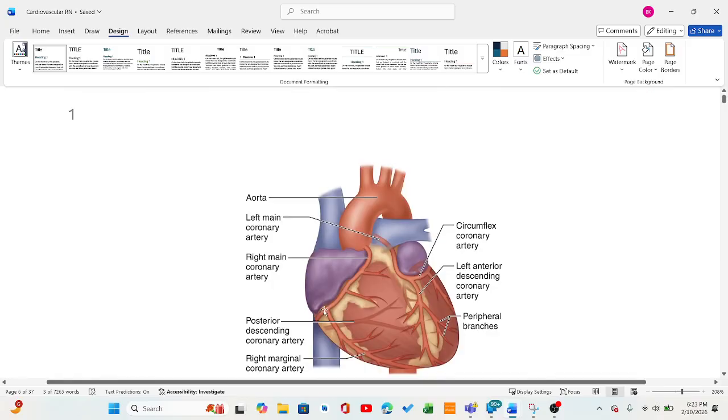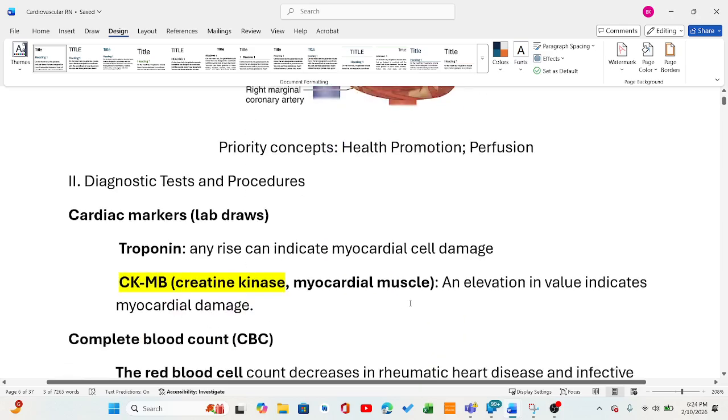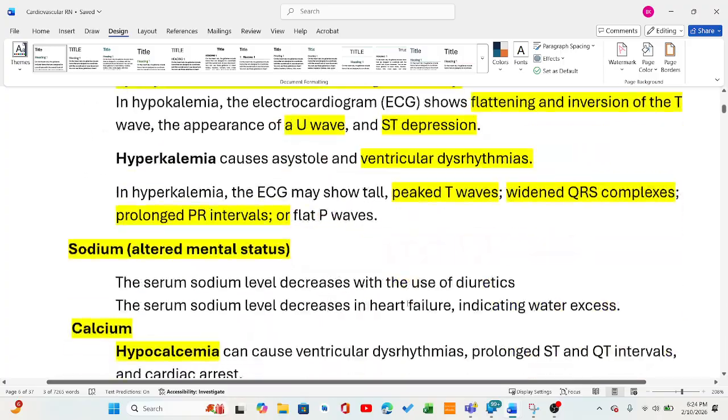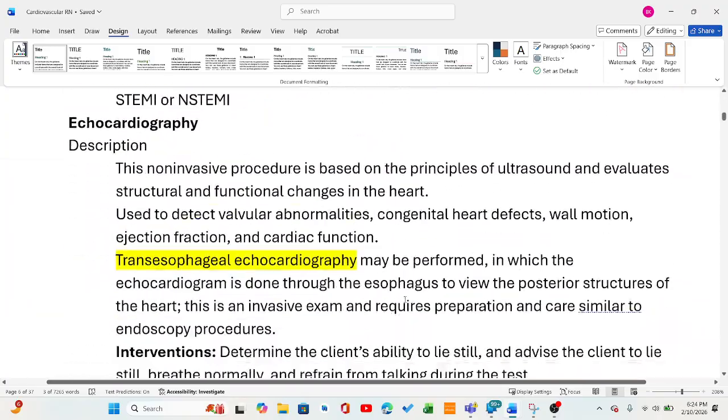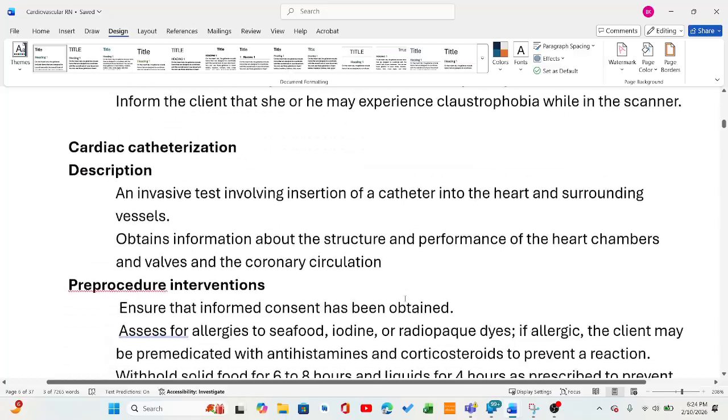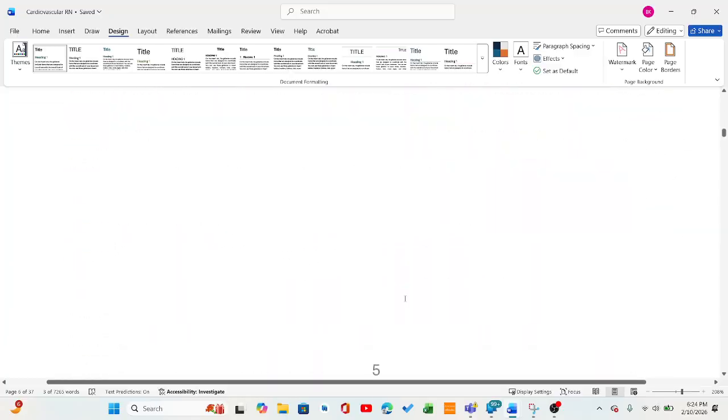The arteries over here. Coronary artery disease is when you have a buildup of cholesterol, that's atherosclerosis, or you have spasms, so there's a narrowing of the coronary arteries. Anything that will prevent or affect the flow of blood in the coronary arteries, we refer to as coronary artery disease. So now let's look at what we have here.